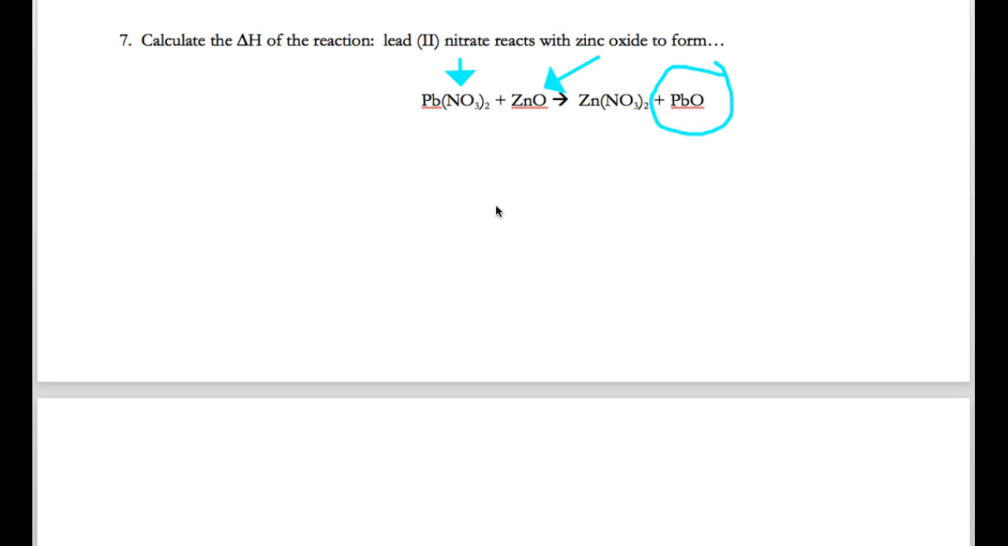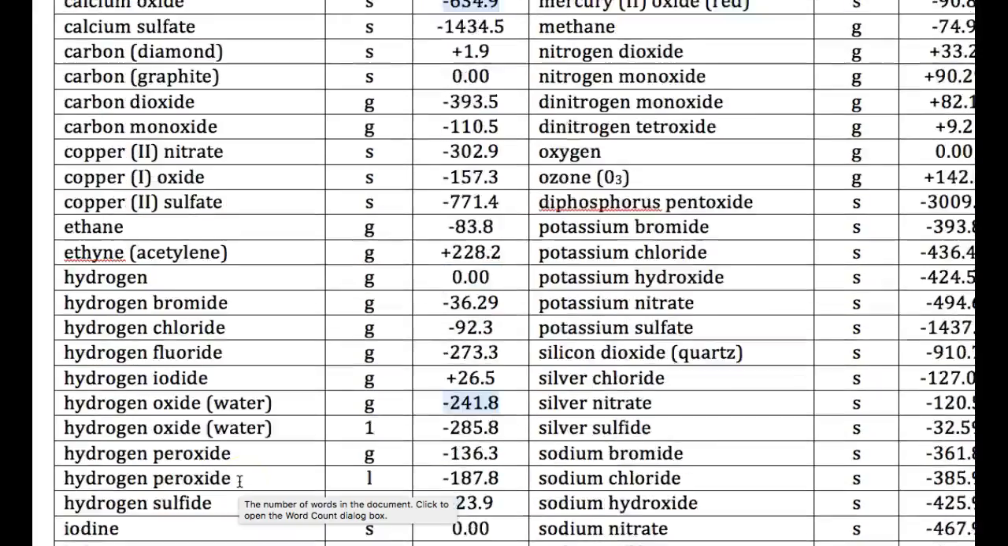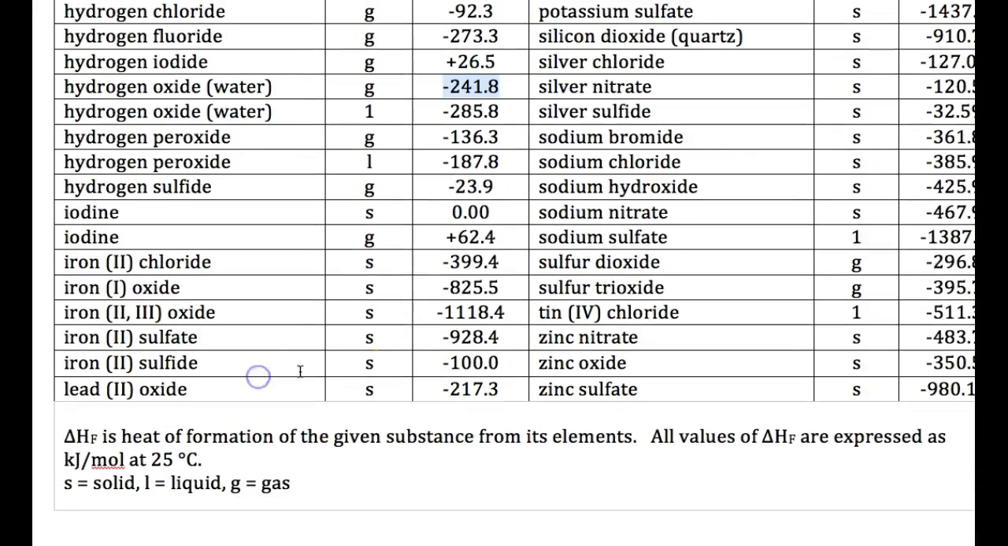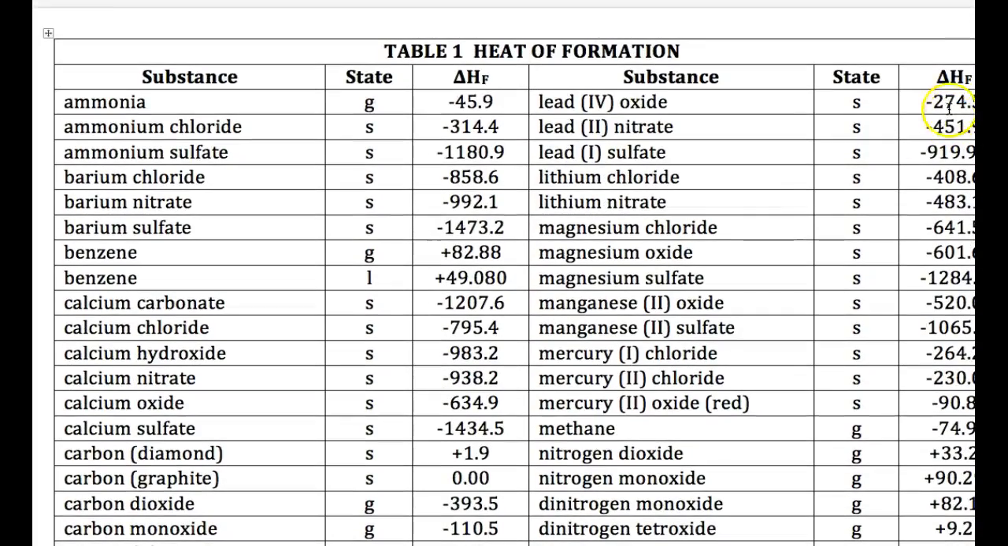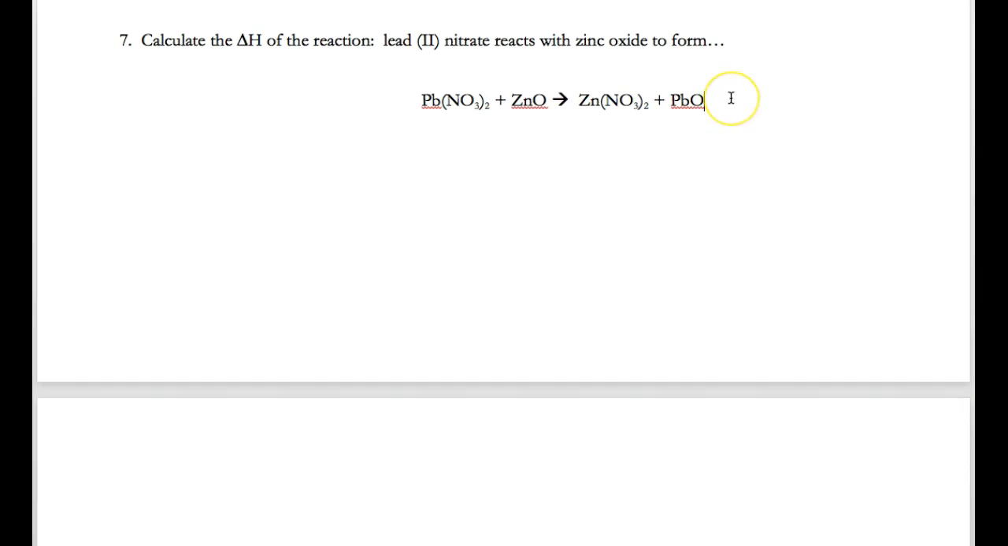So what that means is that we have to once again go to the heat of formation chart, and on the heat of formation chart, which is right here, it is important to note that the lead oxide that we have to use is this one down here, lead 2 oxide, not the one that is at the top of the screen, lead 4 oxide. So in the end, that means that we're going to take each of those delta H's and we're going to transfer them over. So each of these right here represents the heats of formation.